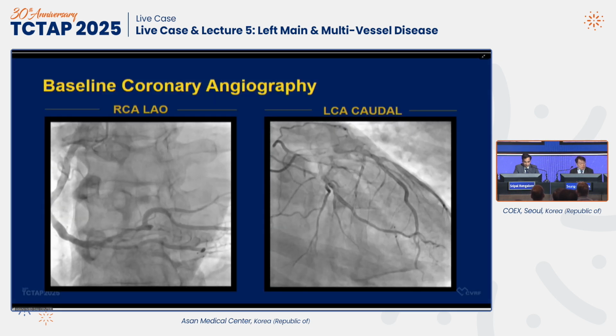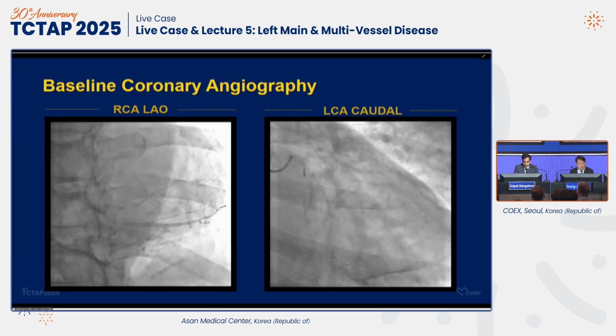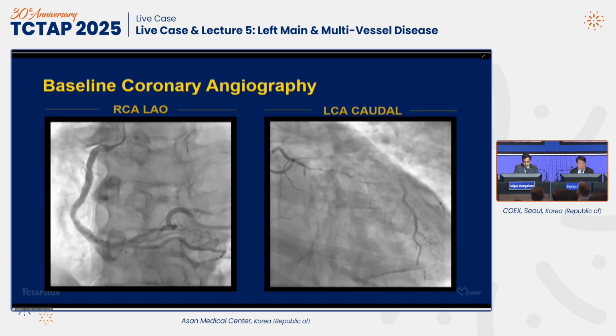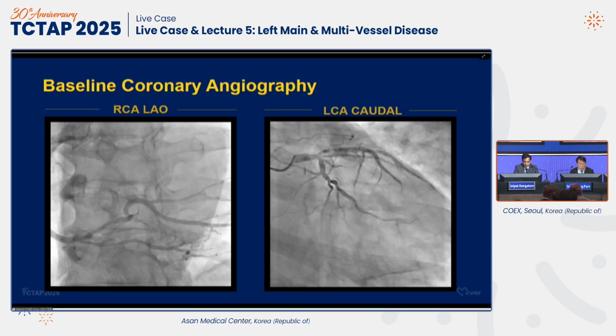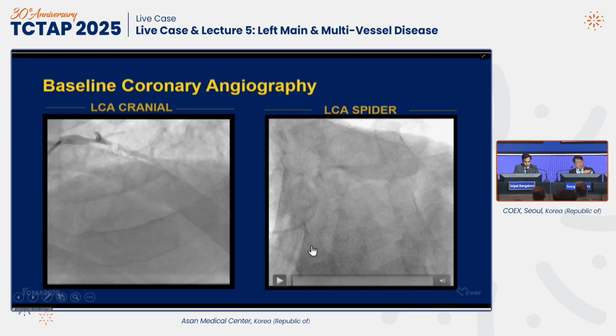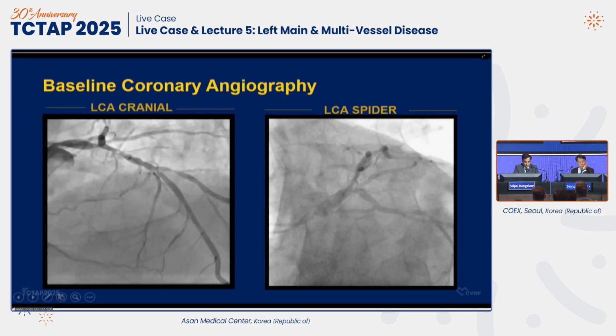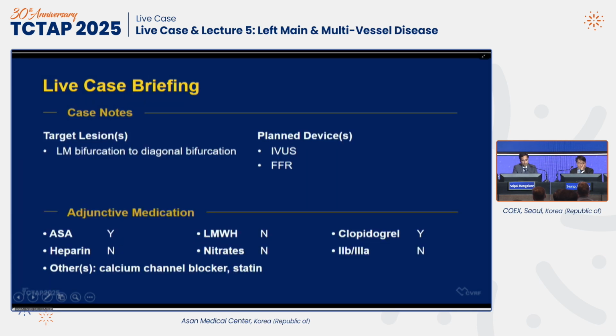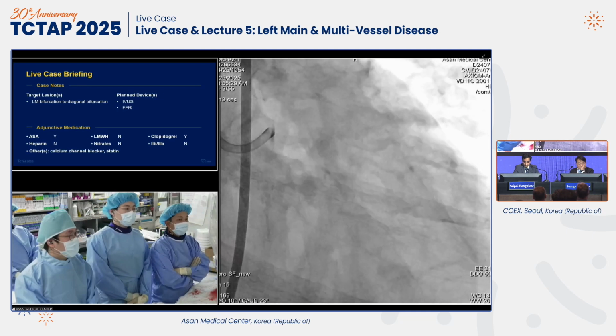There was a diffuse stenotic lesion at the left main bifurcation to the diagonal bifurcation. So the target lesion is the left main bifurcation to the diagonal bifurcation, and we plan IVUS-guided PCI. I will show you the angiography in more detail.